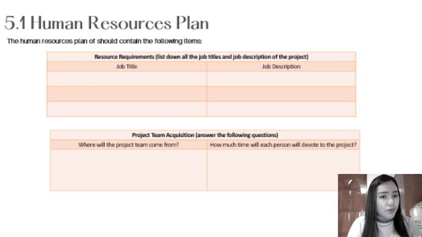So, the first table is the resource requirements. So, you need to list down all the job titles and job description of the project. Okay, say example, job title ng isang house construction project. Kailangan nyo ng foreman, kailangan nyo ng engineer, ng architect, designer, carpenters, no? You also need to have your project manager of that project, no? And under beside job title is the job description. Ano ang description ng foreman, ng engineer, and the like. So just one description per job title.